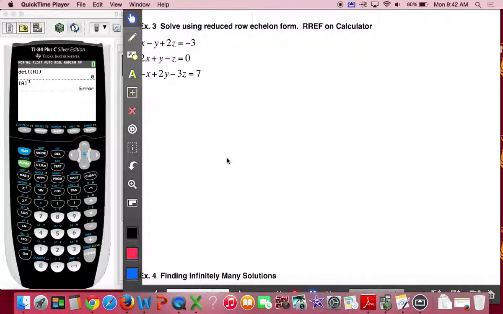Reduced row echelon form, both on your calculator. We're going to look at both reduced row echelon and just plain row echelon. If you're going to use your calculator, I wouldn't be using row echelon form, as you'll see why in a minute. But Math Excel is going to ask you for row echelon form versus reduced row echelon form. We'll talk about the differences between those two.